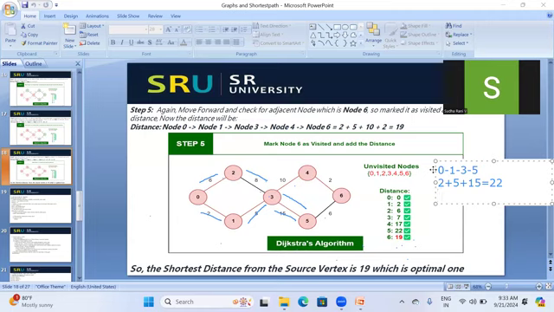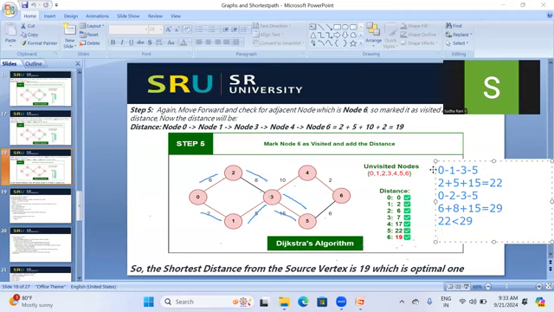Check the same with path number 2, which is 0 to 2, 2 to 3, and 3 to 5. What values do we get? 0 to 2 is 6, plus 2 to 3 is 8, plus 3 to 5 is 15. So the total is 29. Here we got two values, 22, which is less than 29.